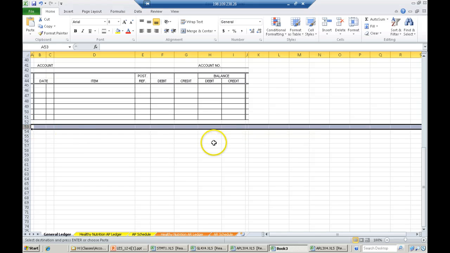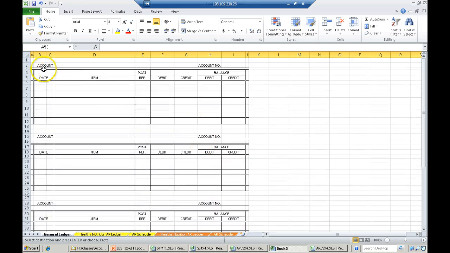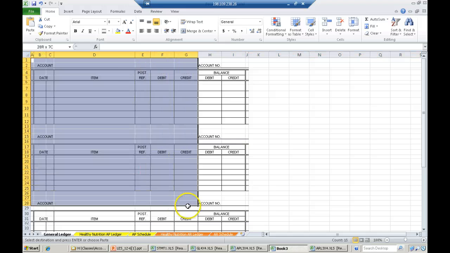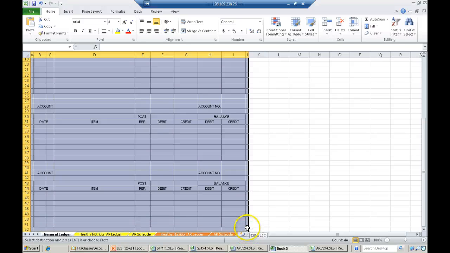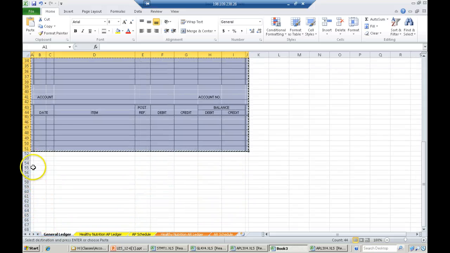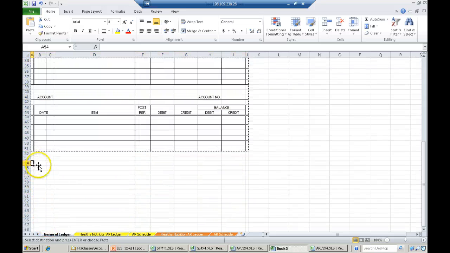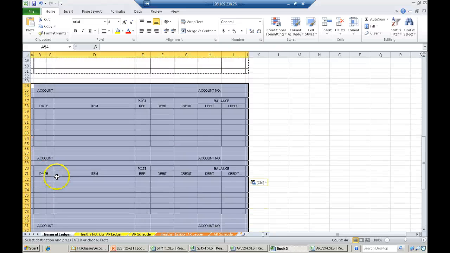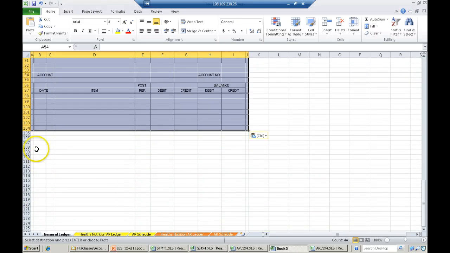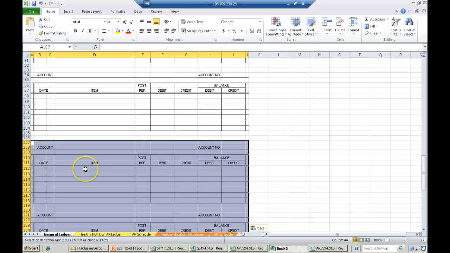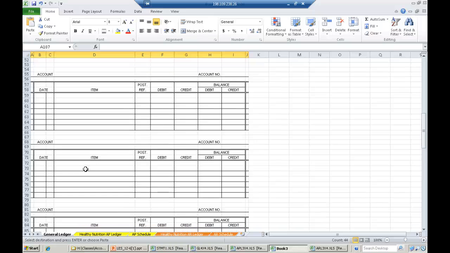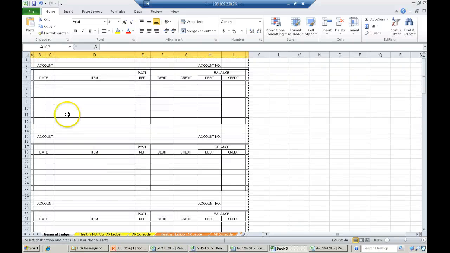Actually, what we'll do is we'll copy and paste all of these cells. A1 through J51, hit Control C. A54, Control V, and that'll give us 4 more accounts. And we're going to go to A107, Control V is going to give us 4 more accounts. So now we have 12 general ledger accounts.